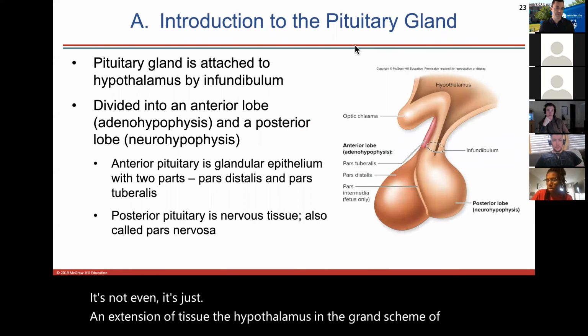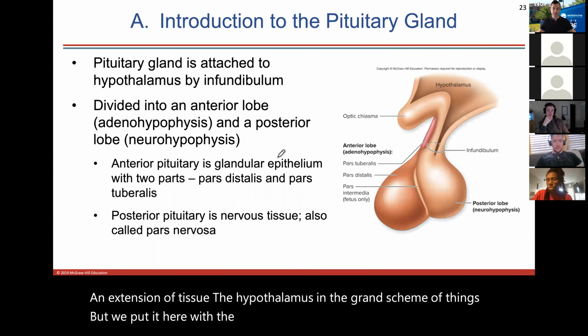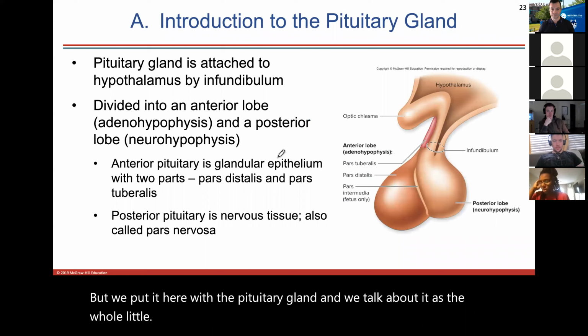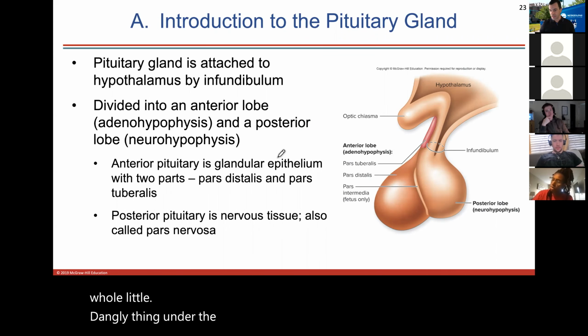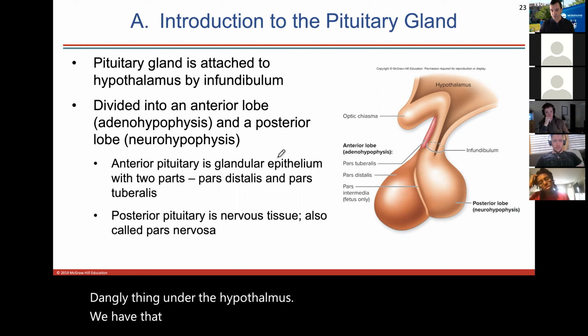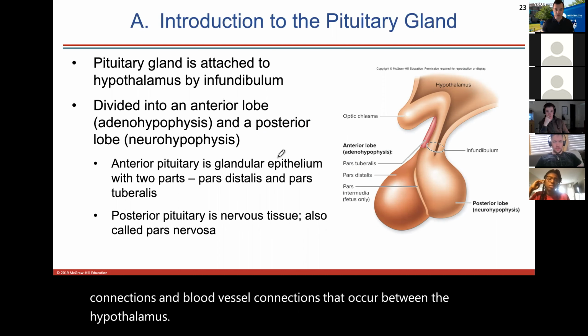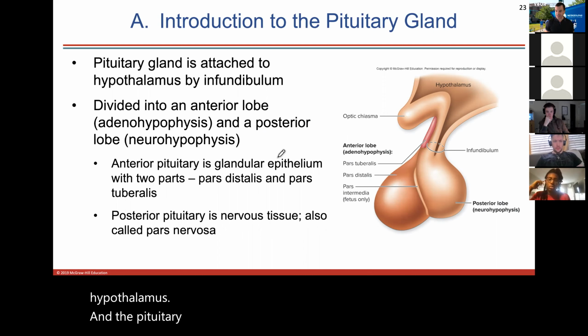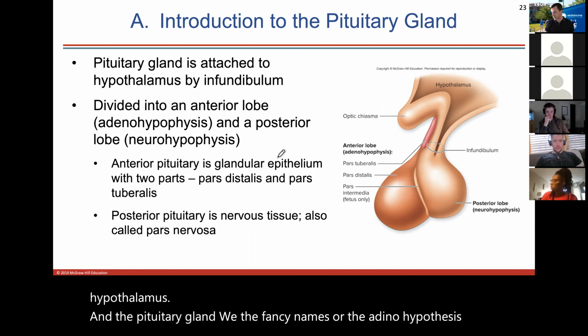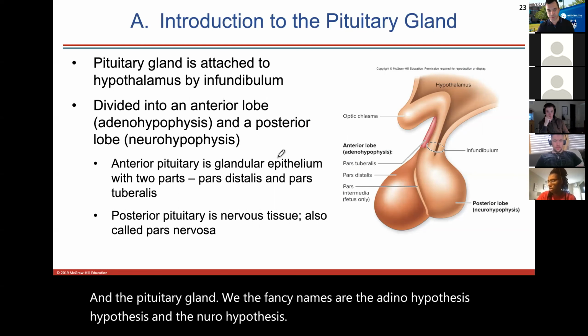But we put it here with the pituitary gland, and we talk about it as the whole little dangly thing underneath the hypothalamus. We have that stalk, the infundibulum, which has a ton of neural connections and blood vessel connections between the hypothalamus and the pituitary gland. The fancy names are the adenohypophysis and the neurohypophysis, or the anterior and posterior pituitary.